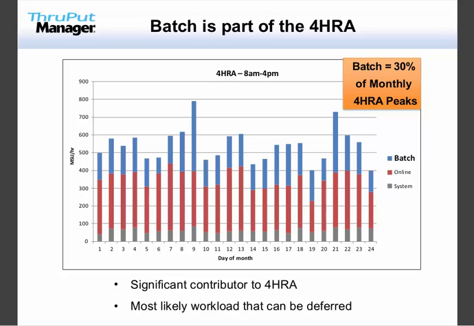What we have here is a chart from a customer only showing the daytime. Each bar represents a single day in the month, and we're showing the breakdown of the batch and the online and the system workloads. Not individual service classes here, but just general categories. We know that lots of batch runs at night, but during the day, as you can see here, there's still a significant batch contribution. Just because it's running at a lower priority doesn't mean it's not consuming CPU or MSUs in this case, and it is contributing to your software bill. And again, it's the most likely workload that you can defer.